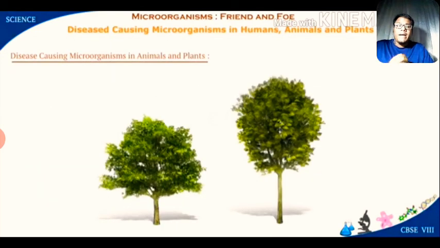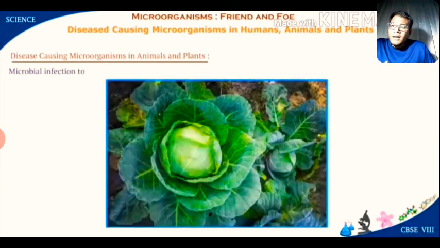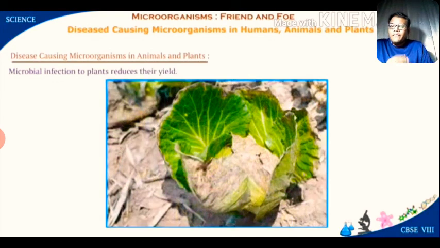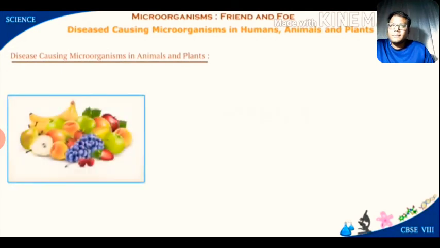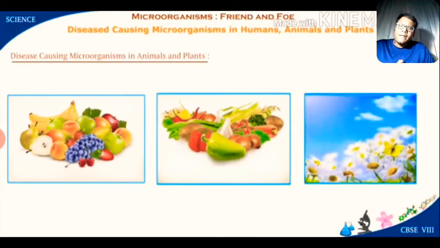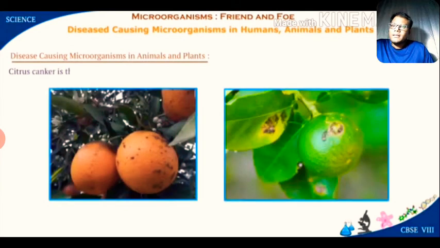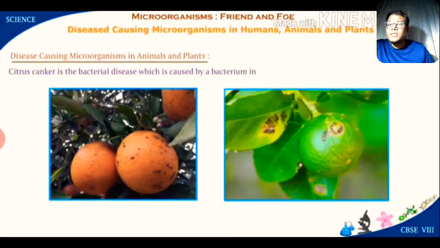Plants are also harmed by microorganisms. Microbial infection of plants reduces the yield. It affects food grains and flowers, etc. Citrus canker is a bacterial disease caused by a bacterium in oranges, limes, etc. It is spread by air.